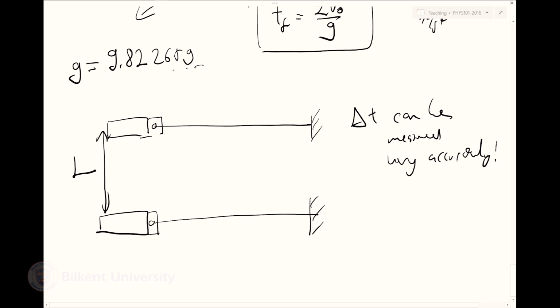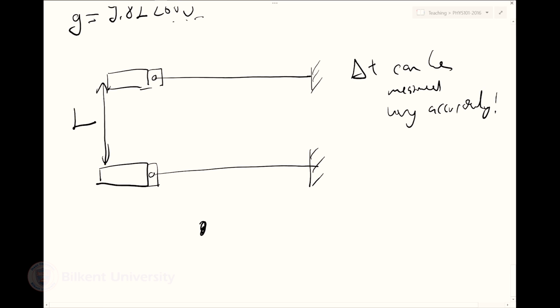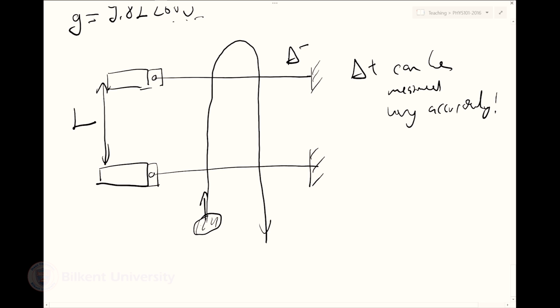All right. And now, here's what I'll do. I'll take some object, let's say a stone. I'll actually throw this up. It's going to cross both lasers, and it will come down. So I'll have two measurements. I'll have what I'll call delta T1, and I'll have delta T2. Two readings.